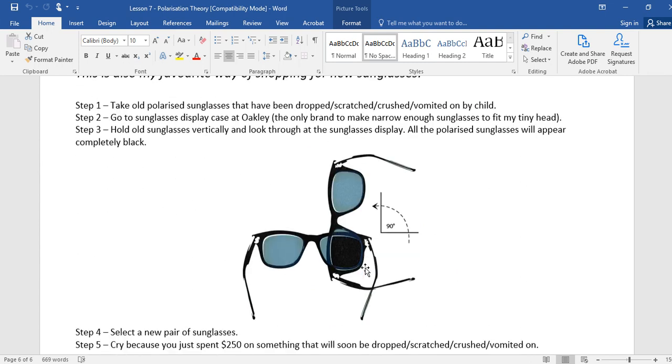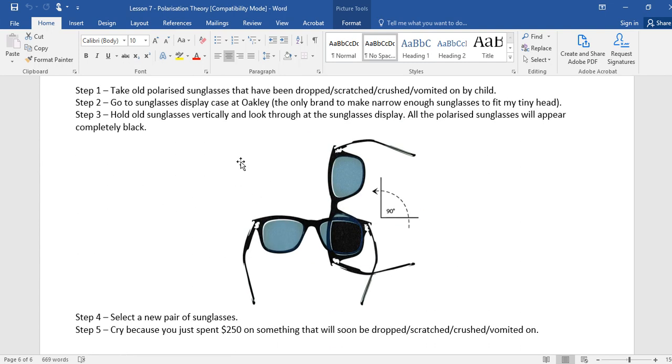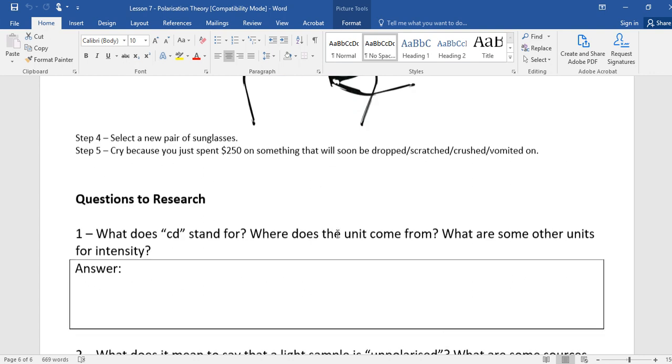And this is also just a little bit of fun for me, but the way that I shop for new sunglasses is to take my old sunglasses and hold them up like that to the display case. Any of the sunglasses that are polarized will show it, because sometimes they say they're polarized, and sometimes they don't say. But you can always check with this method, or if you don't have a pair of polarized sunglasses, just grab a pair that says they're polarized and hold them up to all the other pairs. And if the other pairs are polarized, the lens will go black like that, and you can tell that both of those glasses are polarized.